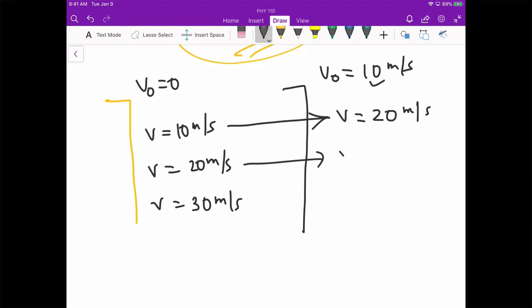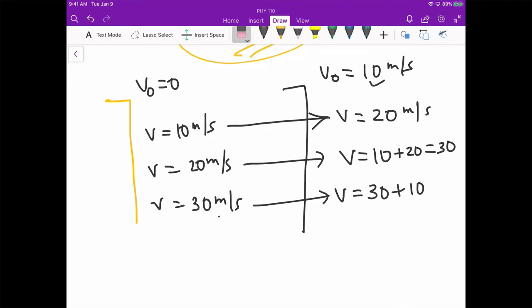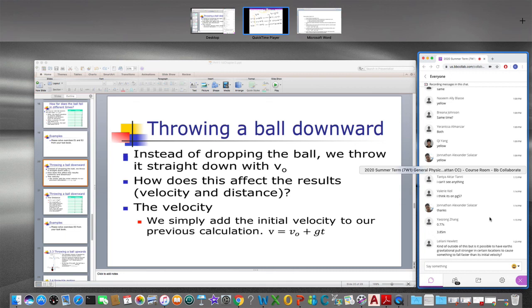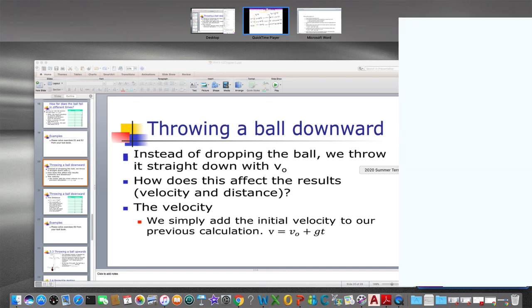Then after 2 seconds, it's going to gain 10 plus 20, which is 30. After 3 seconds, v is going to be the 30 that you have from here, plus the 10 again, which will be 40. So this is time at 1 second, time at 2 seconds, time at 3 seconds. Okay, units are important. So therefore, yes, once it left your hand, of course the object moves faster than its initial velocity. Anywhere on the surface of the Earth that happens.